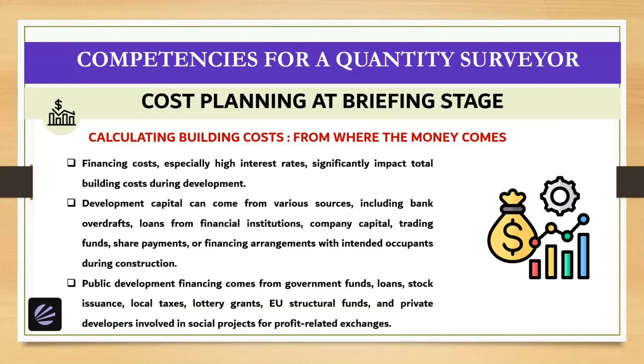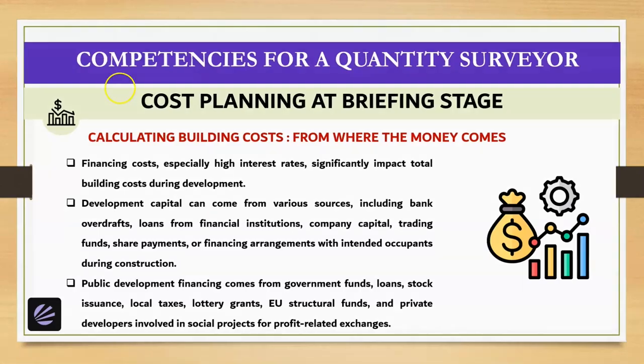So for building, where does the money come from? Financing costs, especially high interest rates, significantly impact total building costs during development. Development capital can come from various sources including bank overdrafts, loans from financial institutions, company capital, trading funds, share payments or financing arrangements with intended occupants during construction. Whereas public development financing comes from government funds, loans, stock issuance, local taxes, lottery grants, EU structural funds and private developers involved in social projects for profit-related exchanges.